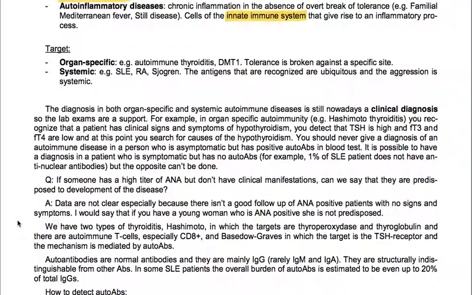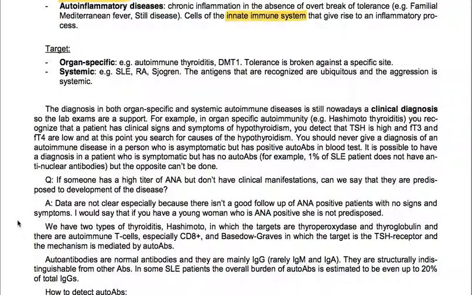The target can be organ-specific, such as in autoimmune thyroiditis and type 1 diabetes mellitus, where tolerance is broken against a specific site, or it can be systemic, such as in SLE, RA, and Sjogren. The antigens that are recognized are ubiquitous and the aggression is systemic.